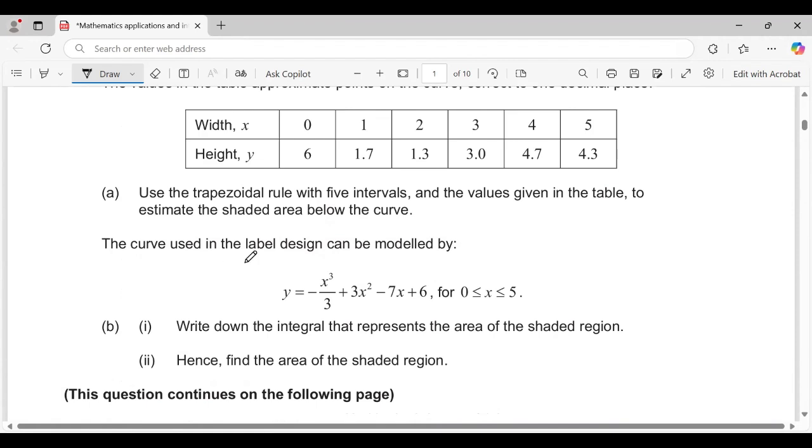The curve used in the label design can be modeled by this equation with interval x from 0 to 5. Write down the integral that represents the area of the shaded region, hence find the area of the shaded region. The integral from 0 to 5 of this expression.